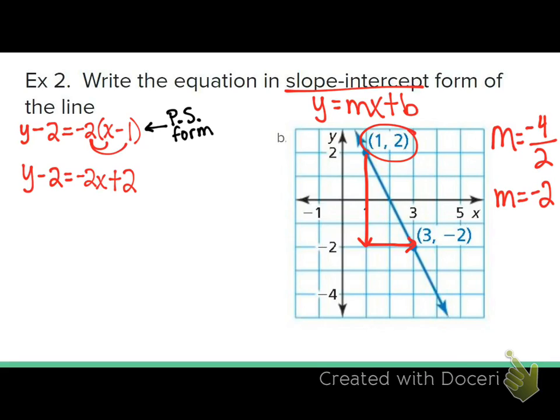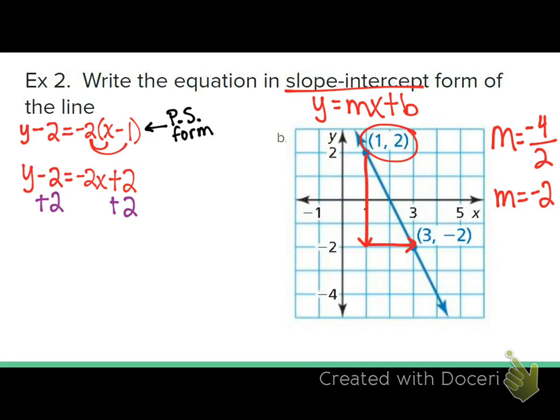One more step. We need y to be alone, so I'm going to add 2. Now, we didn't make a big deal about this on the last one. I kind of just took it for granted. But on this one, if I add 2 on the left side, where should I be adding 2 on the right side? To the plain old 2. Why? Because it doesn't have an x. Make sure you are lining up your like terms when you do this.